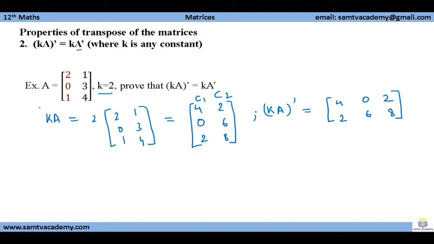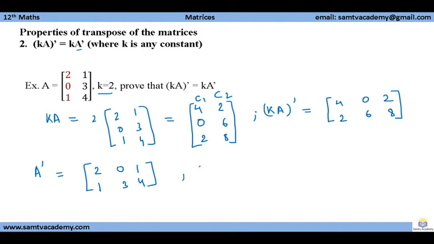Now we will solve the right hand side, that is k times A transpose. So what is A transpose? First we will find A transpose. We will make columns into rows. So the column 2 0 1 will become row 2 0 1, and the column 1 3 4 will become row 1 3 4. This is A transpose. Now we will multiply the constant 2 with it.